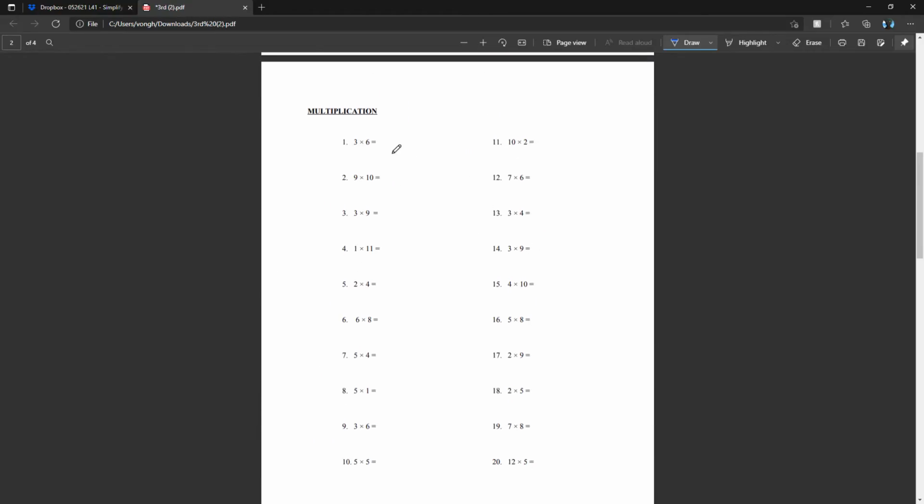Now here we have multiplication. Here it's a lot easier to just memorize them. But if you don't, you can just add it like this. So you have 3 times 6. You could just write 6 3 times. You get 18. And then here is 9 times 10.